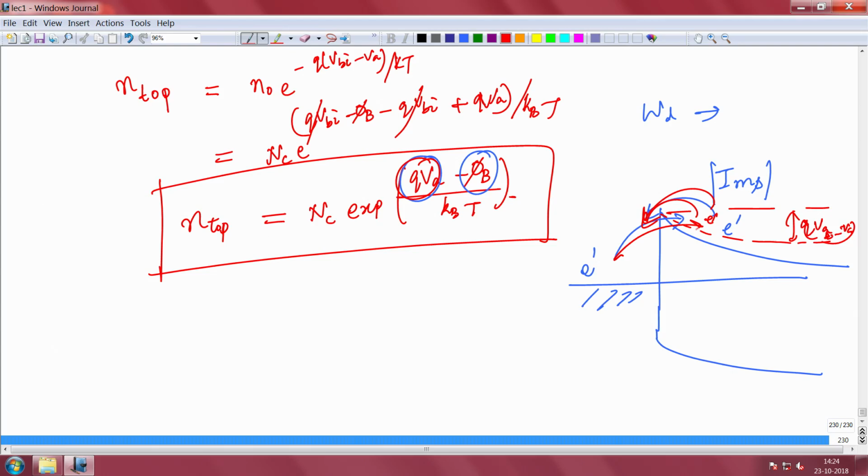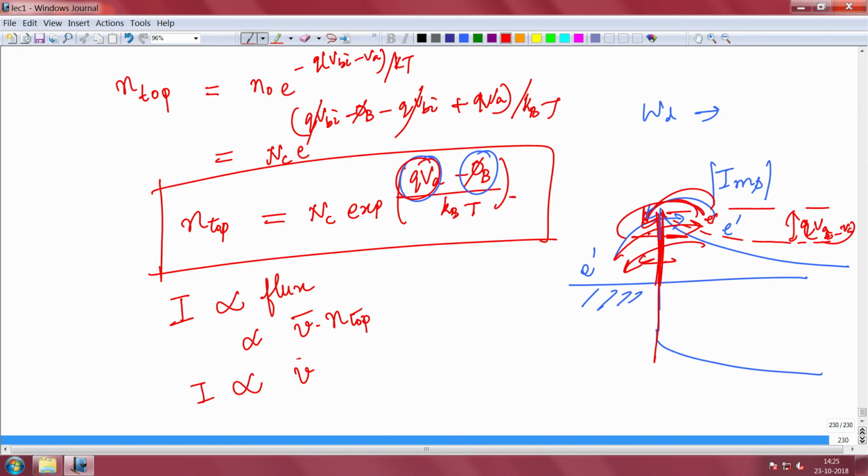Now, the current that will flow across this junction, if I write that current as I, is proportional to the flux of carriers that will cross this, and the flux of the carriers depends on the velocity with which they are moving times the charge density. The charge density at this interface at x equal to 0 is n top. So, in other words, the current is proportional to the velocity of the electrons moving across this junction times the carrier concentration at this interface, which is N_C exponential of (qV_A minus phi_b) by K_BT.